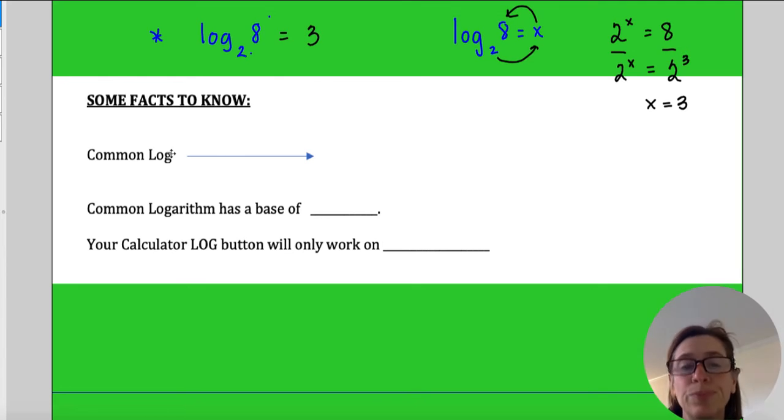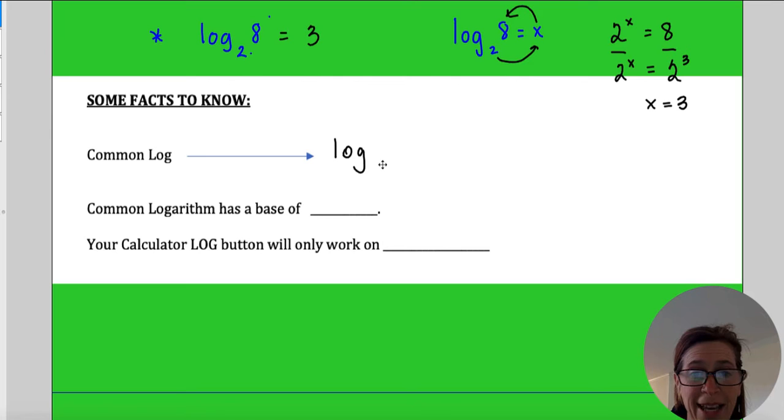All right, so let's talk some facts you got to know. The common log, the log that we use as just like our x or our x squared, our common log, is a log that has a base 10. And so actually we just write it like that. We actually don't write the base. So when the base is not there, you have to know it's a base 10, and that's the common log, okay? Your calculator log button will only work on the common log.